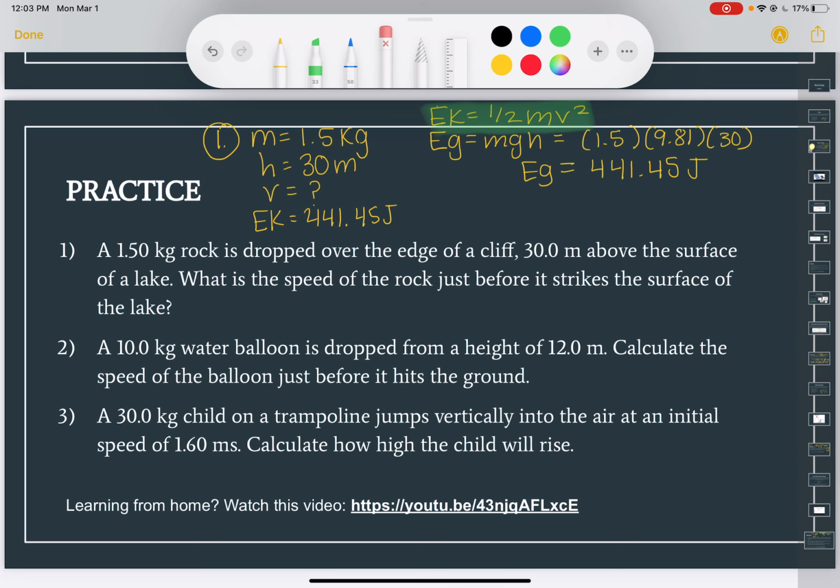I'm only gonna erase that just for space-wise. So we're trying to figure out velocity. It's gonna be the square root of 2EK divided by m, I believe. So if we calculate that, 2 times 441.45 divided by our mass, which is 1.5.